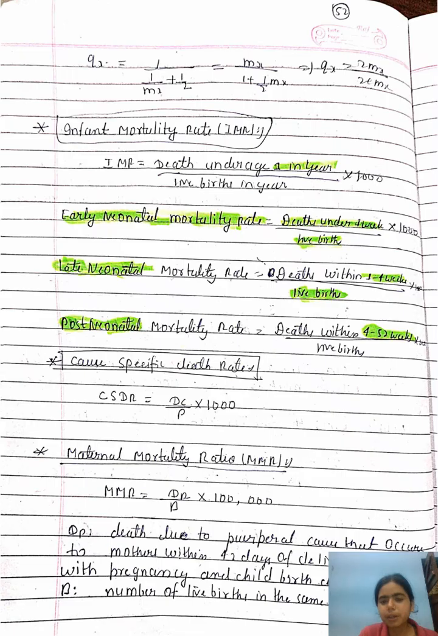Neonatal death is death under 1 week. Late neonatal death is death within 1 to 4 weeks. Post neonatal death is death after 28 days to 52 weeks.